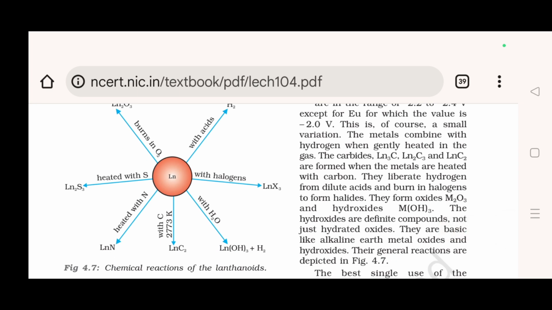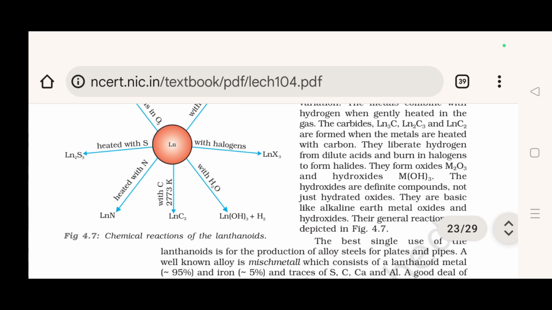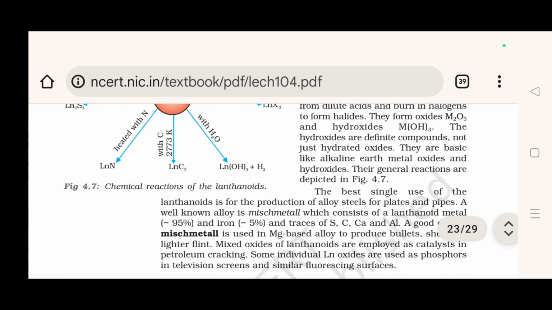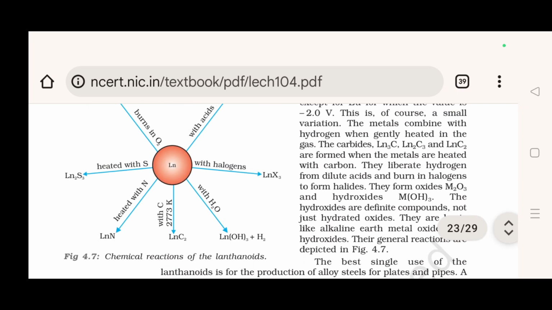The hydroxides are definite compounds, not just hydrated oxides. They are basic, like alkaline earth metal oxides and hydroxides. The general reactions are depicted in figure 4.7.